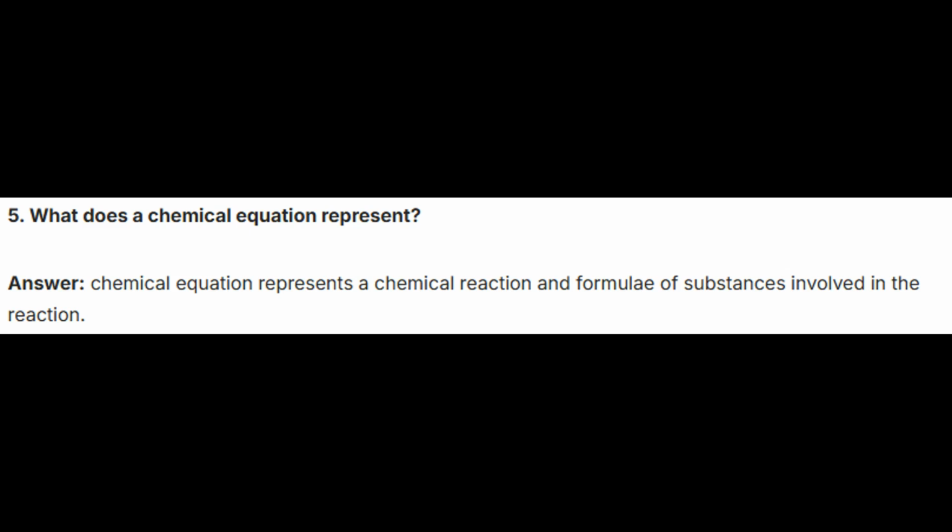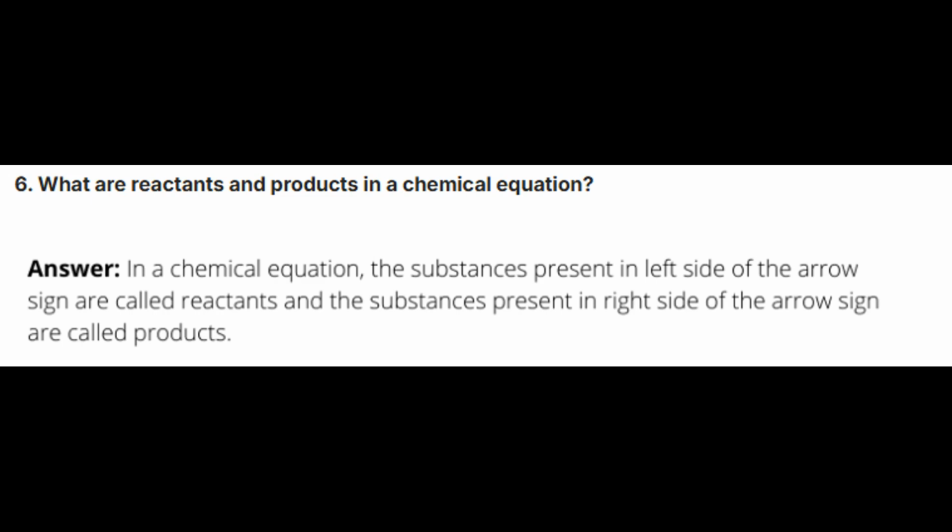Fifth, what does a chemical equation represent? Answer. Chemical equation represents a chemical reaction and formula of substances involved in a reaction. Sixth, what are reactants and products in a chemical equation? Answer. In a chemical equation, the substances present in the left side of an arrow sign are called reactants and the substances present in the right side of the arrow sign are called products.